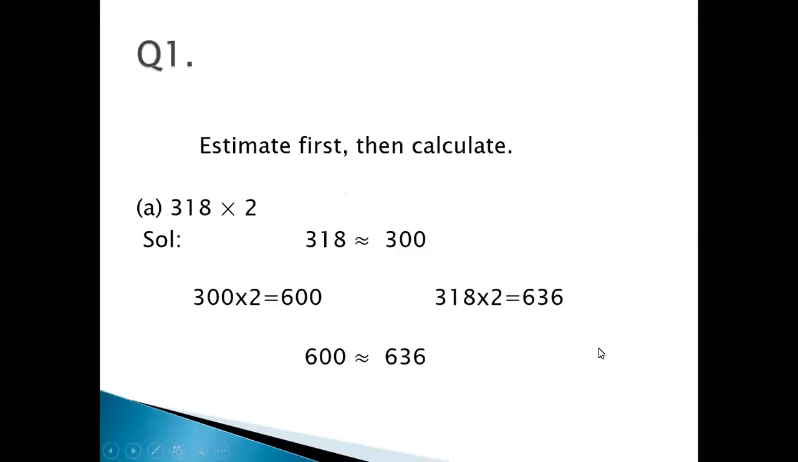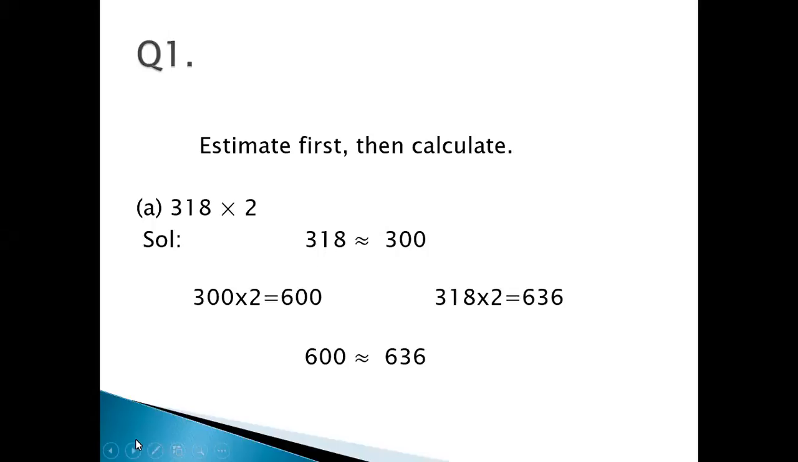Now, you can see question number 1 is written here. This is from your book. Question number 1 is about estimate first, then calculate. Estimation is a very easy thing. We have already done this topic at the beginning of class 5. You can see number 318 is here, which we are going to multiply by 2. First of all, we will see how to round off the number, how to estimate the number so that we can calculate it.